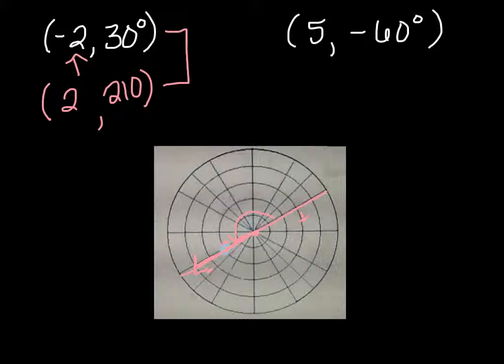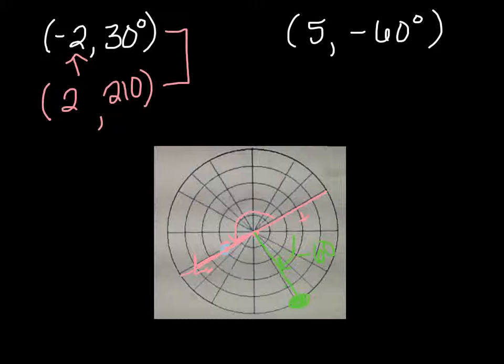Now let's try this next one. -60 degrees. So -60 degrees would be this angle right here, because in this direction is -60 degrees. And I want to go 5 in that positive direction. So I'm going to go 1, 2, 3, 4, 5, and there's my point.